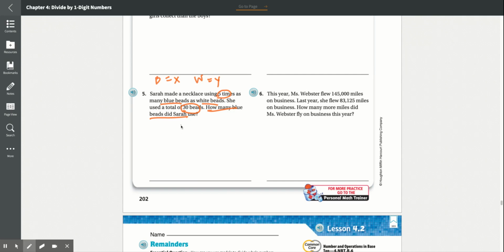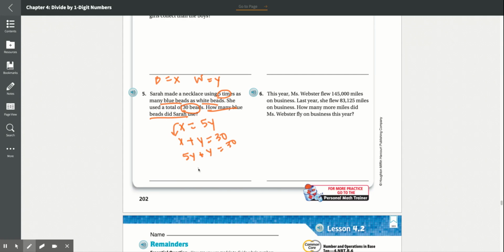So there are 5 times as many blue beads as there are white beads. So we can say that since X is blue, X is equal to 5 times Y because the white beads are less than the blue beads. And then we say X plus Y is equal to 30. Since when you add the white and the blue beads together, the total is 30. So we can substitute this into here. So it'd be 5Y plus Y is equal to 30.